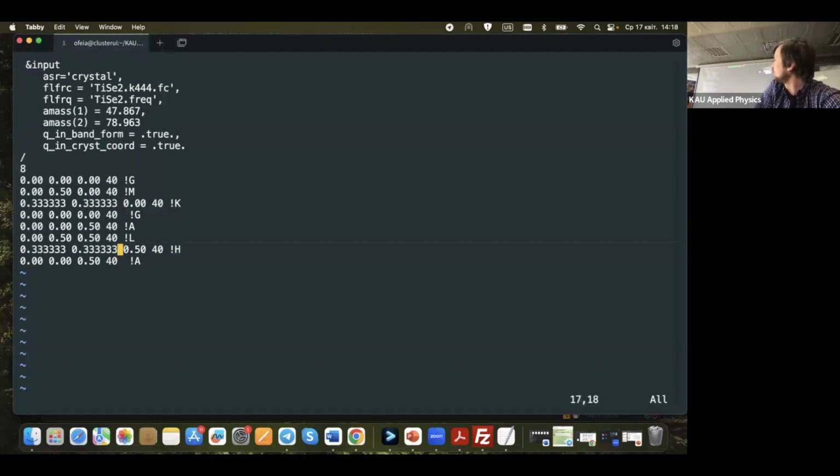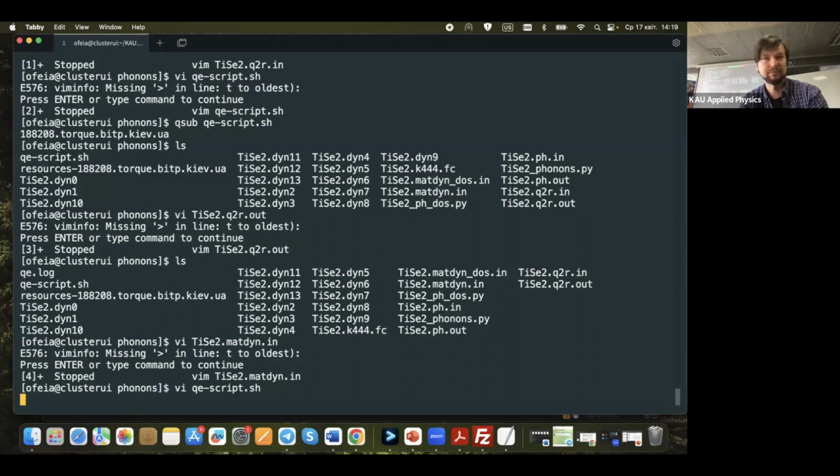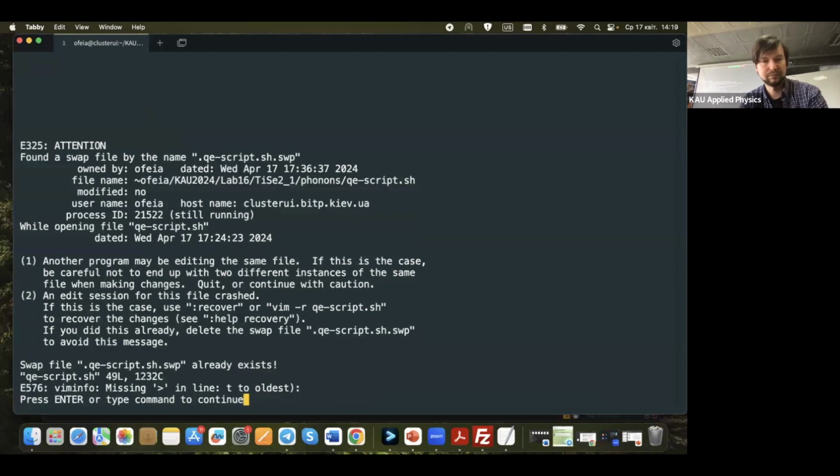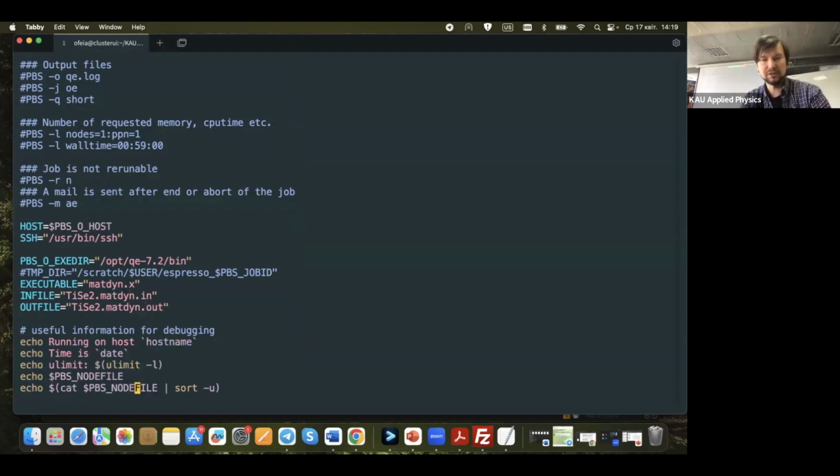Just to allow this band structure form. And this is just our band structure from the band calculation. So you saw this a lot of times. It's just a band structure for hexagonal symmetry, so for our selenide 2, and we'll have our phonon dispersion plot in these coordinates. What do we have to do? We should change our script for the matdyn calculation. I want to change this Q2R to matdyn. And that's all, and we can launch it.